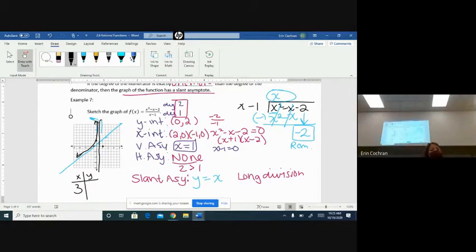So what's 3 squared? 9. 9 minus 3? 6. 6 minus 2 is 4. Over, what's 3 minus 1? 2. So we have the point (3, 2) also. So we know it's going to approach this direction. And there you go.